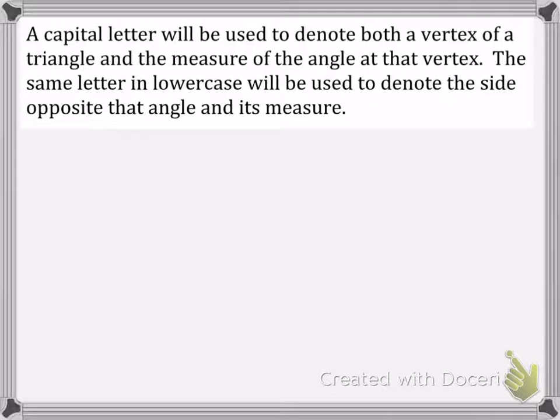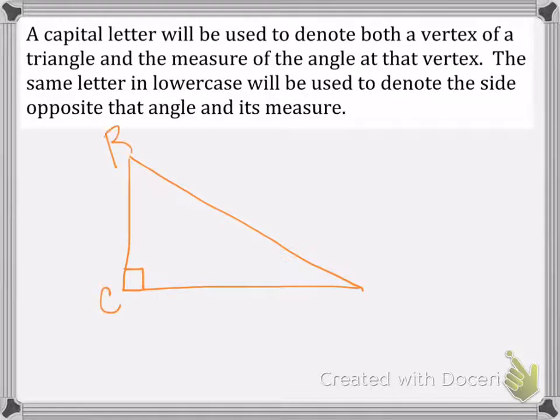A capital letter will be used to denote both a vertex of the triangle and the measure of the angle at that vertex. The same letter in lowercase will be used to denote the side opposite it. For example, if I have a triangle labeled like this, that means this lower angle is angle A, this upper angle is angle B, and the right angle is angle C. The side opposite angle A is little a, the side opposite B is little b, and the side opposite C is little c.